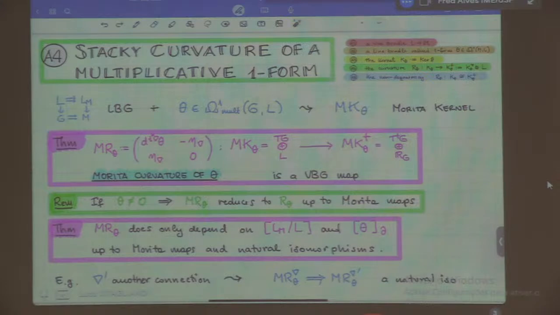For instance, if I choose a different connection, then I get a different definition of the curvature, but the two curvatures are related by a natural isomorphism, and for this reason, they are the same at the level of the stack.